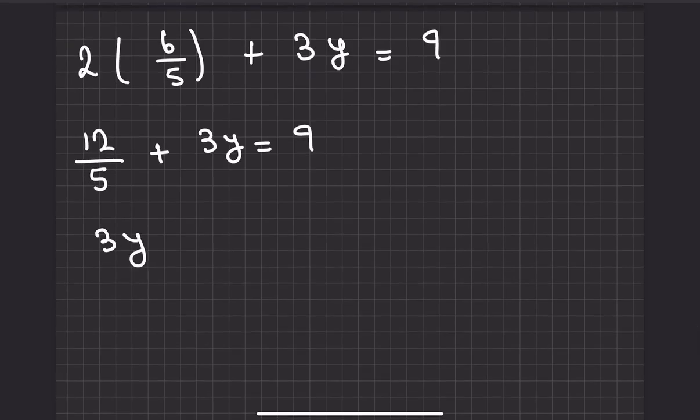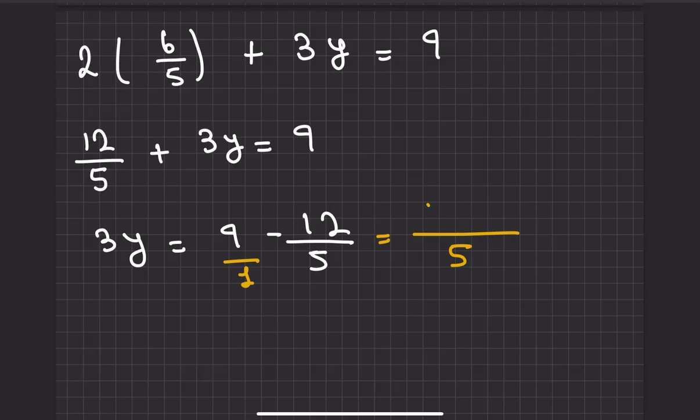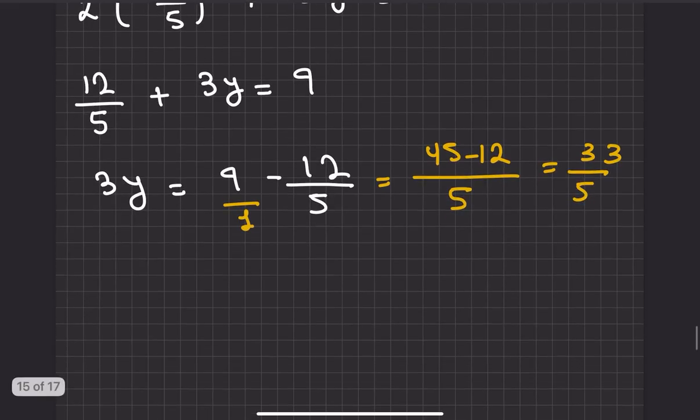I'm going to keep the 3y here and write down 9 minus 12 divided by 5. So I'm going to solve the right side. I have to choose a common denominator, so I'm going to choose 5. It's going to be 5 times 9, 45, minus 12, which is 33 divided by 5. So 3y equals 33 divided by 5.